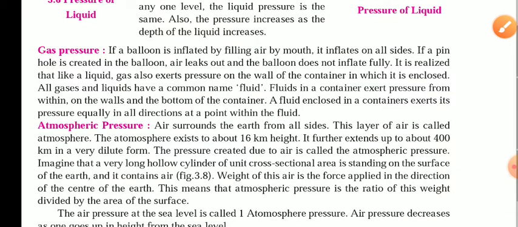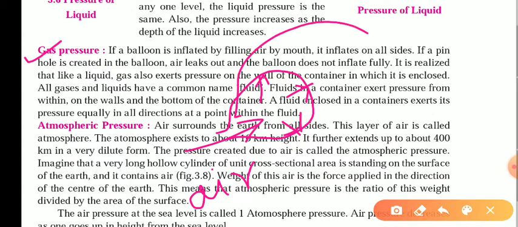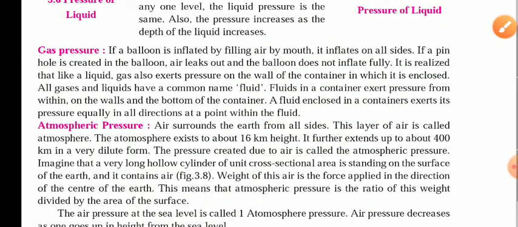Next is gas. If a balloon is inflated by filling air by mouth, it inflates on all sides. It means whenever we have a balloon and we are filling air inside it, it inflates from all sides, and the size increases from all sides. Yes or no? Why? Because air is applying pressure in all directions, and that's why the balloon inflates from all sides. Okay, this is about pressure in three different states: solid, liquid and gases.